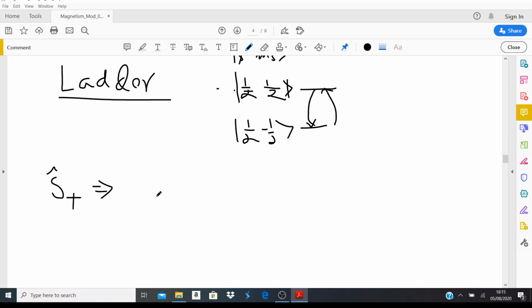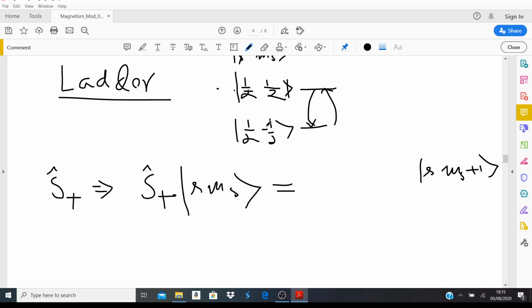And the way you define the action of this operator is that when S plus operates on this S, mS state, the state will be changed, right? Because you are making a transition from mS to mS plus 1 state. The mS value will be increased by 1, but now the value associated with this state will be the square root of S minus mS times S plus mS plus 1, right?